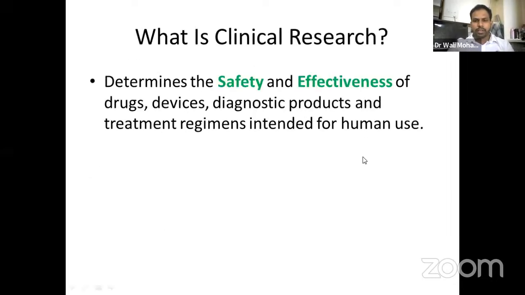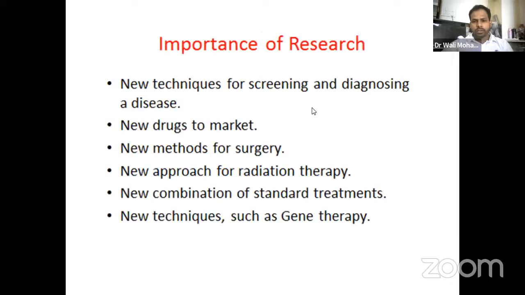So guys, what is clinical research? It determines the safety and efficacy of a drug, or it could be devices, or diagnostic products also, which are intended for use in humans, right guys? So what is the importance of clinical research? Why do we do so much research? We get a lot of new techniques and a lot of diagnostic tools to detect disease also. Definitely it will add to the market, a new method or a new drug.